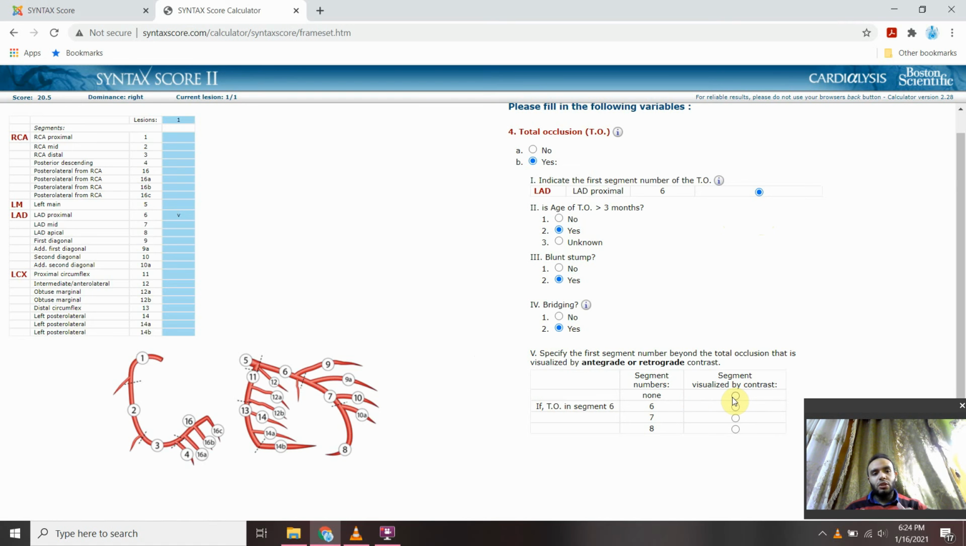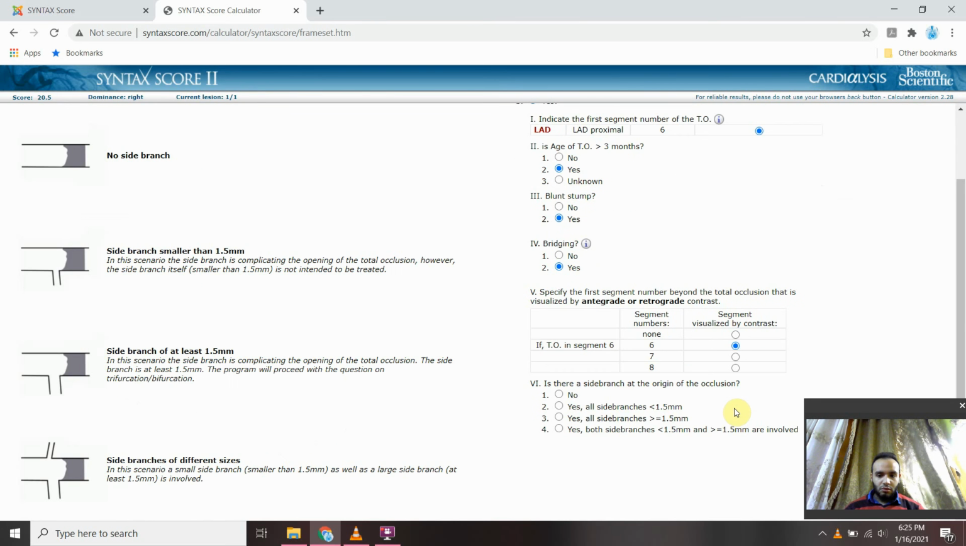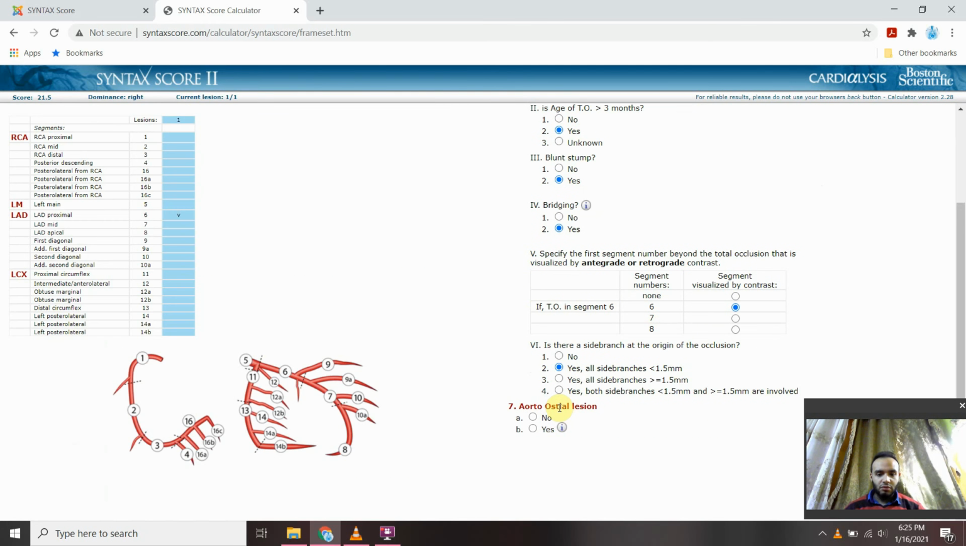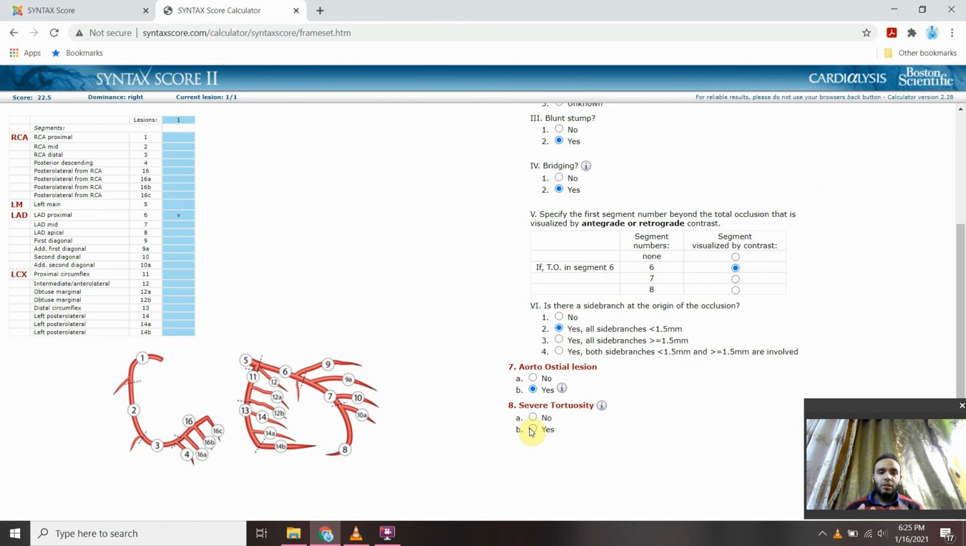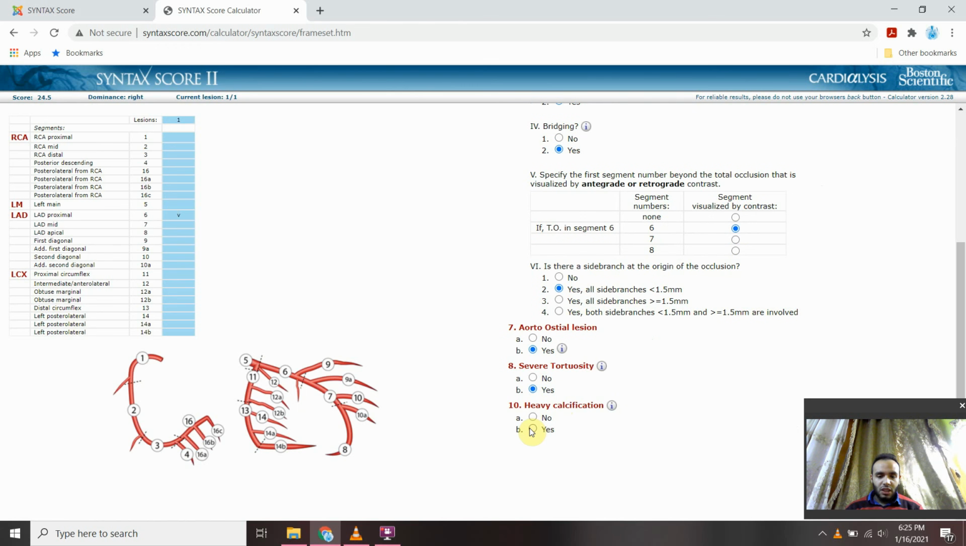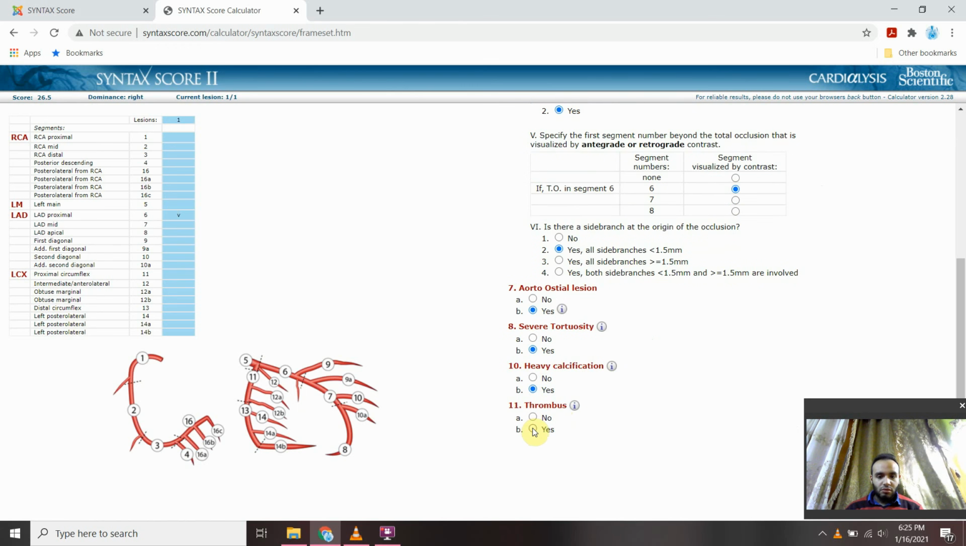How many segments would you further visualize after stenosis? For example, segment 6 only. Side branches less than 1.5. Aortoostial, it means first 3 mm. Severe tortuosity means 3 bends of more than 75 degrees. Calcification and geographic. Thrombus, it's a filling defect, maybe linear or round.